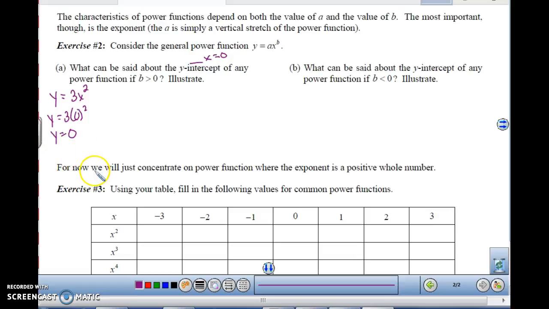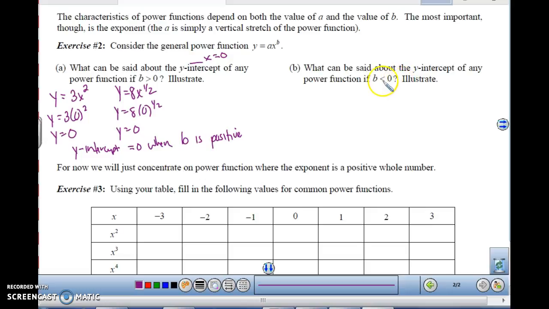Is that going to be true for all power functions? All right, well, let's try one with a fractional exponent. We had 8x to the 1/2, the square root of x. Y is equal to 8 times 0 to the 1/2, which is going to be 8 times 0, which is still going to be 0. So the y-intercept equals 0 when b is positive. Okay, so any power function will have a y-intercept of 0 when b is positive.